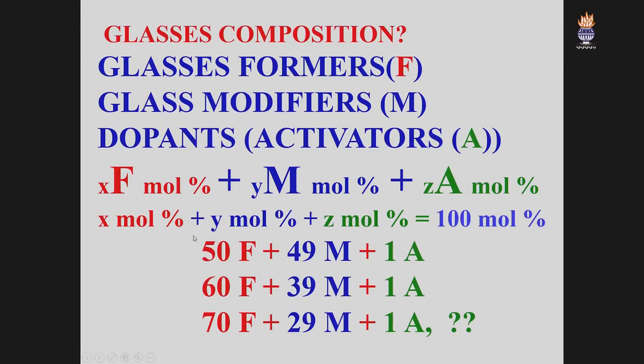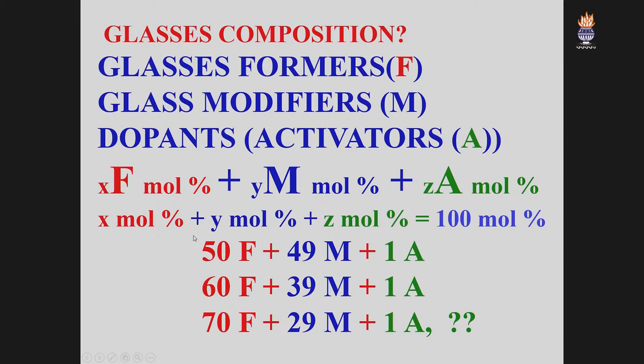How can we make compositions in glasses? We need all three things: glass formers, glass modifiers, and dopants, which we can call activators. We have to make compositions like this. Suppose F is the glass formers in mole percent, M is the modifiers, also in mole percent, and Z is the activators, also in mole percent. Any amount of formers, modifiers, and activators we can take, but it should total 100 mole percent.